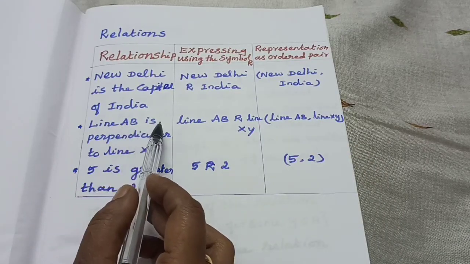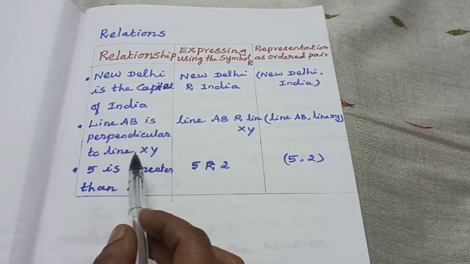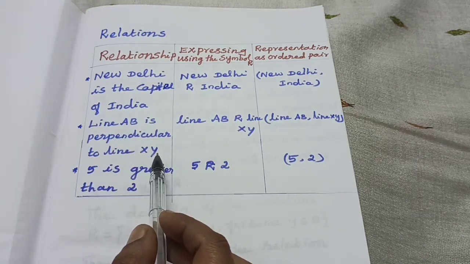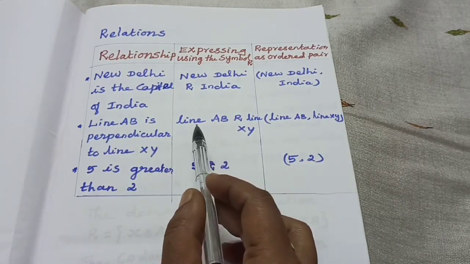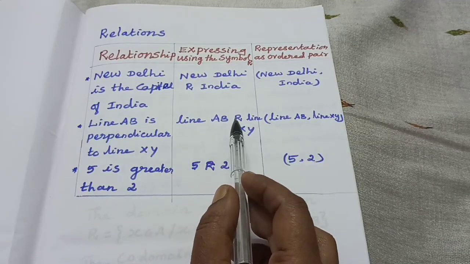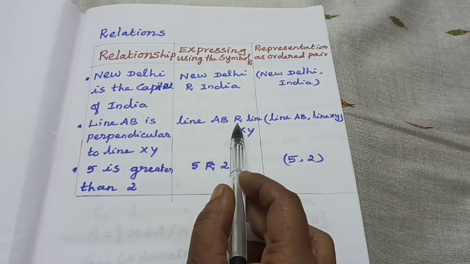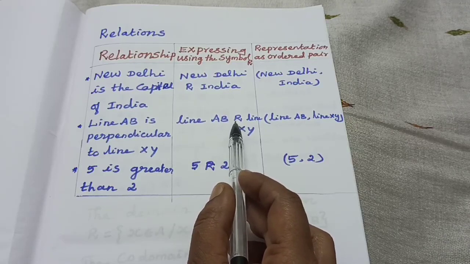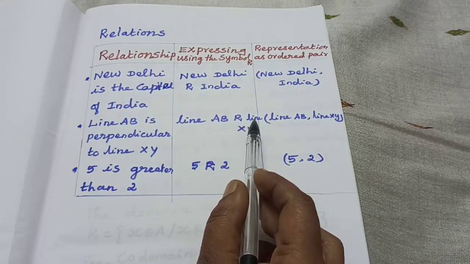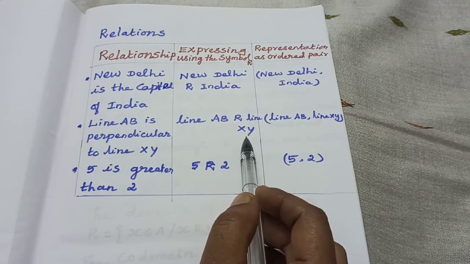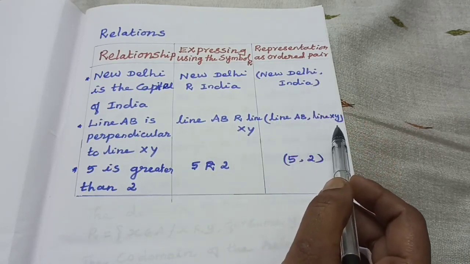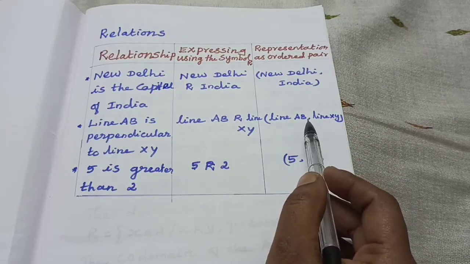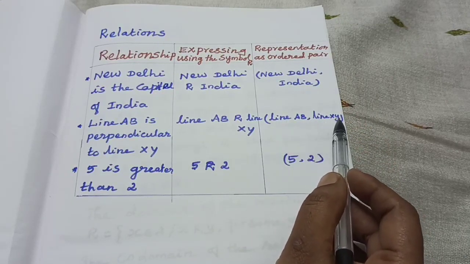Okay, then one more example. Line AB is perpendicular to line XY. Then how can we express it in symbols? Line AB is related to line XY, where the relation is perpendicular. Then we represent it in ordered pairs: line AB, line XY.